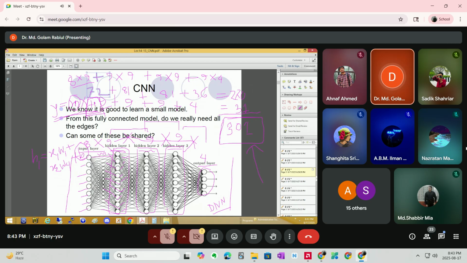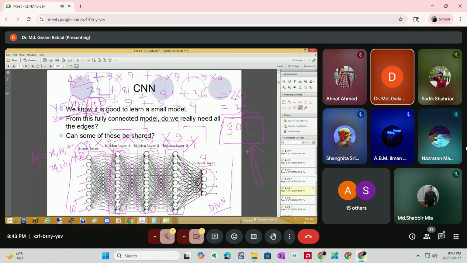Think about 10 lakh plus neurons in our input layer. Then we have to consider at least 10 lakh in hidden layer 1, 10 lakh in hidden layer 2, 10 lakh in hidden layer 3. In this way, how many parameters do we have to learn just for a single iteration? It's too much, it's huge.